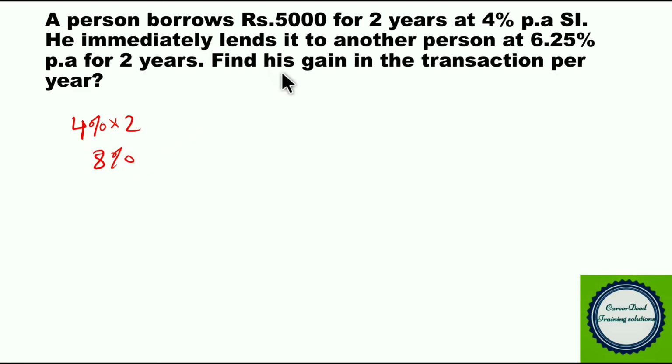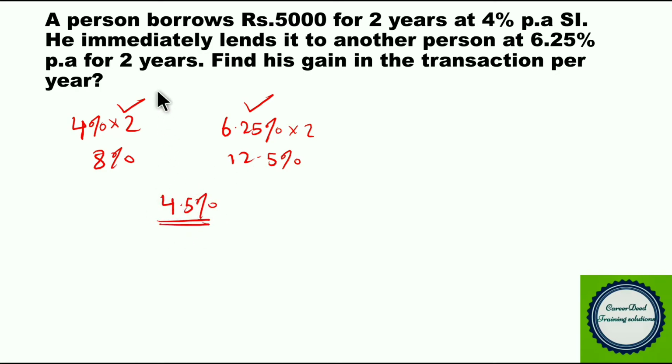And he lends it to another person at 6.25% per annum for 2 years. For 1 year he lends at 6.25%, so for 2 years it will be 12.5%. Now, he has to give 8% for the amount borrowed and he will receive 12.5% for 2 years for the amount he lent to the other person. So, 12.5 minus 8%, it is 4.5% is the total profit the man will get.